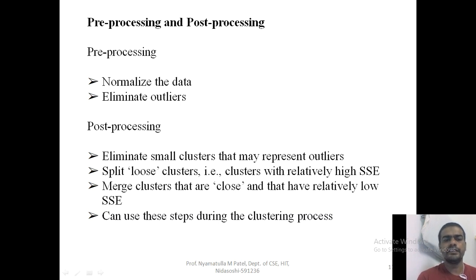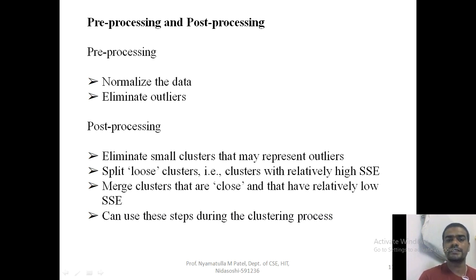Then split loose clusters, that is, clusters with relatively high sum squared error. So now you need to split the clusters. If you take one cluster, and all the points in that cluster are showing the highest sum squared error, then we need to divide that cluster into two clusters. That is what splitting means: dividing a cluster into two clusters so that the sum squared error is reduced.